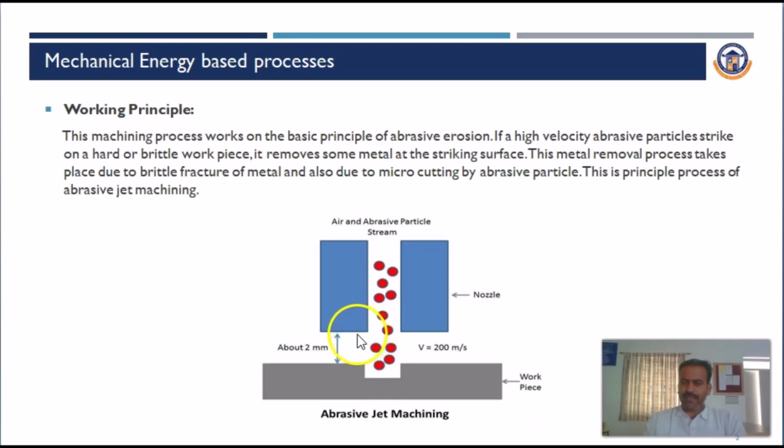We maintain the nozzle and workpiece gap at 2 mm. The velocity is 200 meters per second. We supply high velocity air with abrasive particles. The abrasive particles hit the workpiece, then automatically the metal is removed from the workpiece, and we get the final shape. Wherever we supply the high pressure abrasive particles, at those places the metal is removed. This is called the abrasive jet machining process.